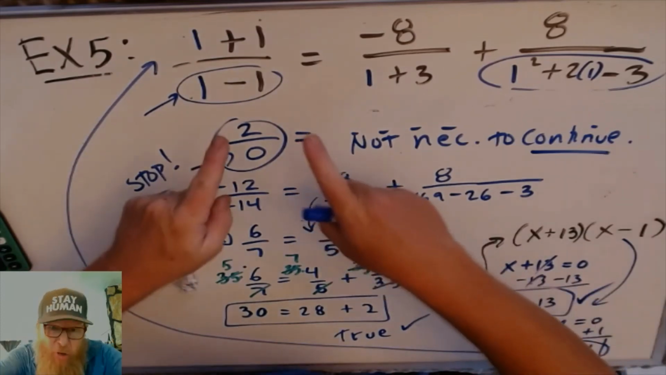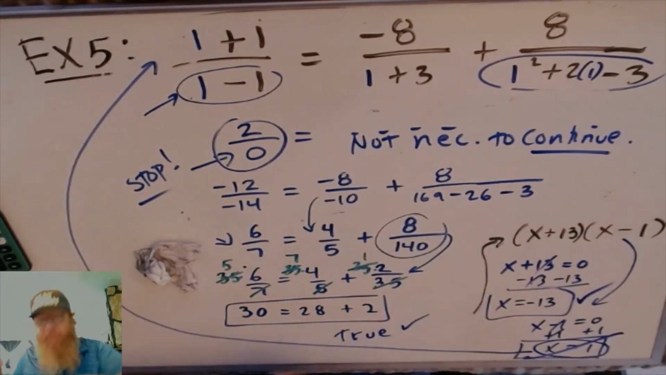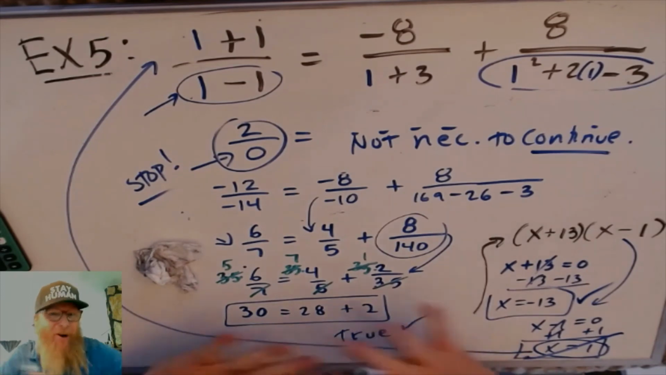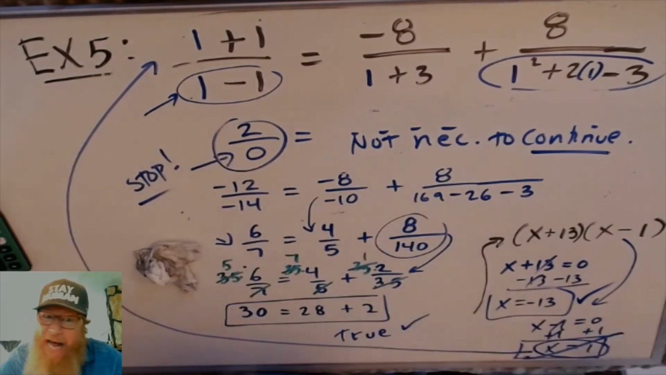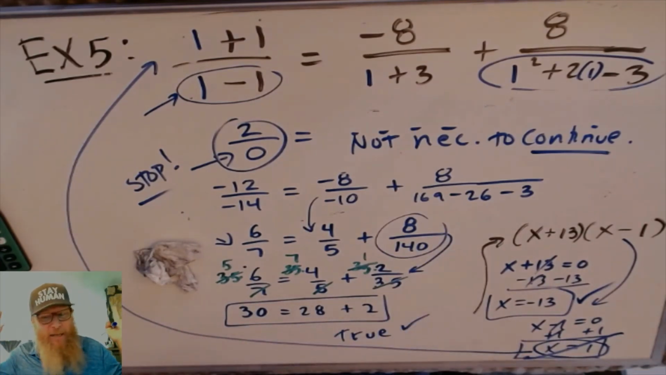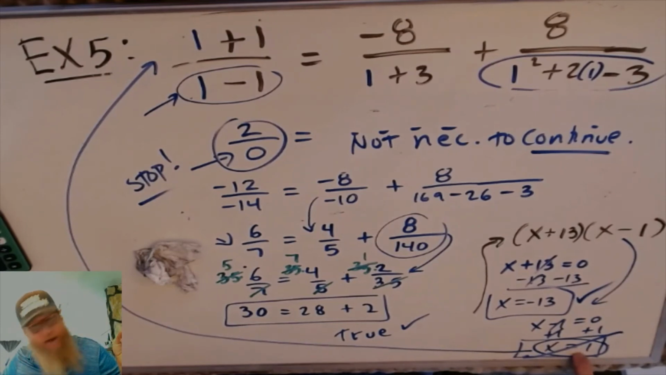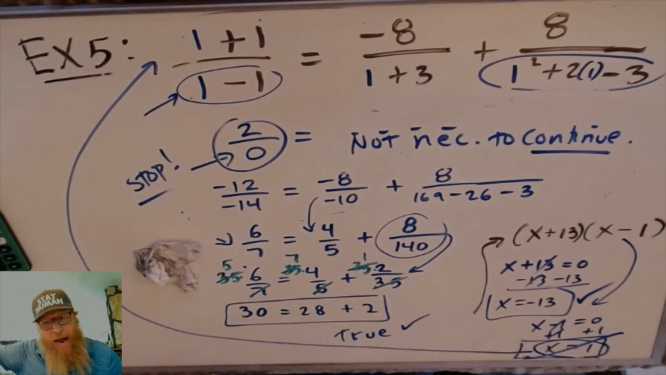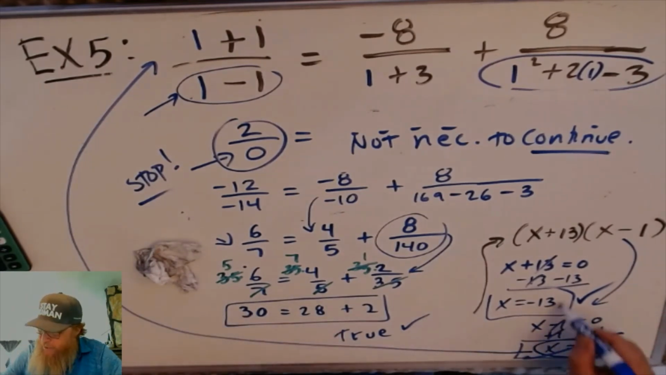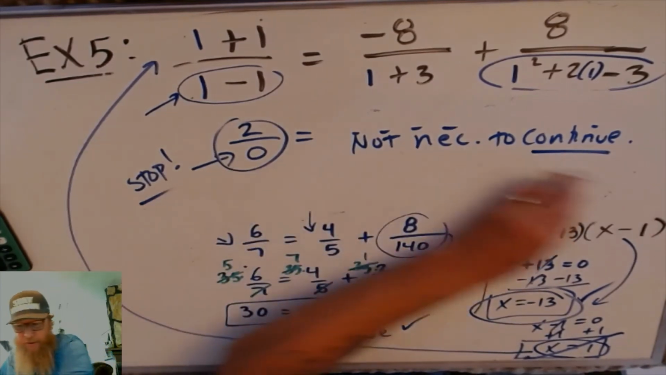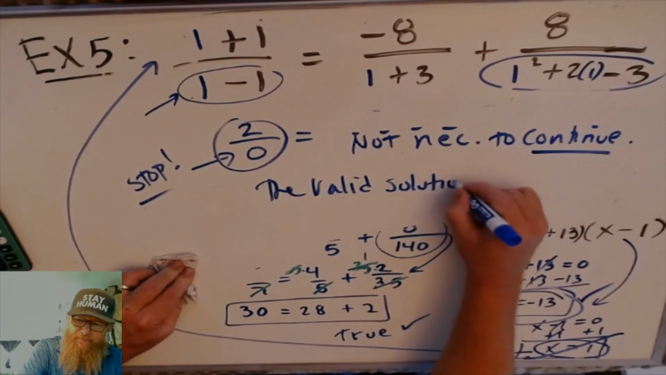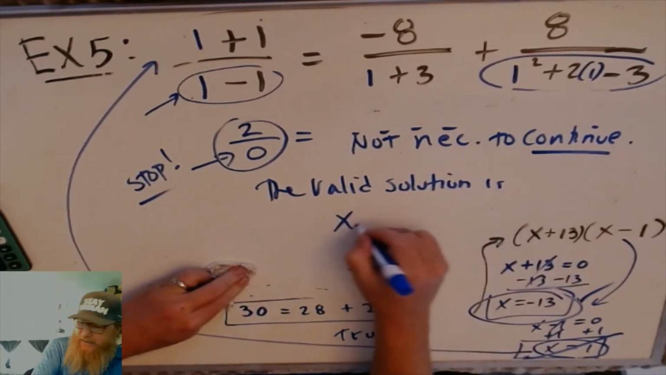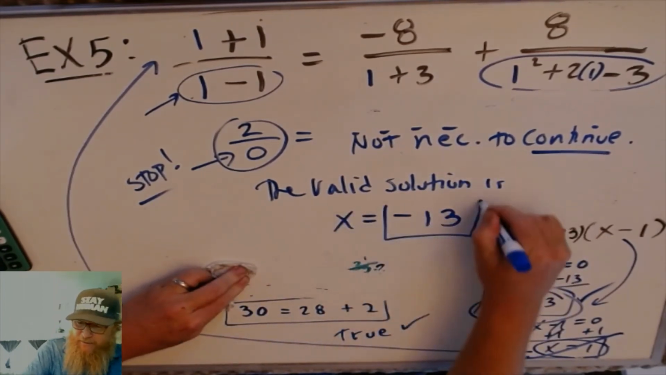It doesn't mean you fail. It means the candidate fails. Right? They are not telling you the truth, right? 2 divided by 0, that is a lie every single time. That's a false statement. So that's it. You're done. 1 is not a valid solution. Just throw it away. Pretend like it never happened. And only give me the valid solution. So the valid solution is x equals negative 13.